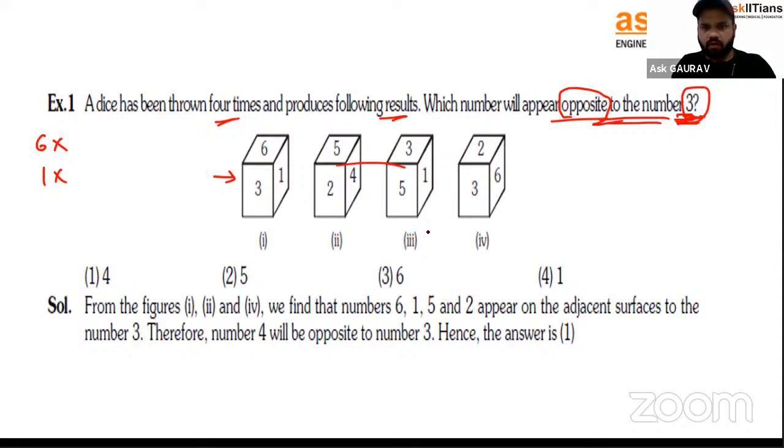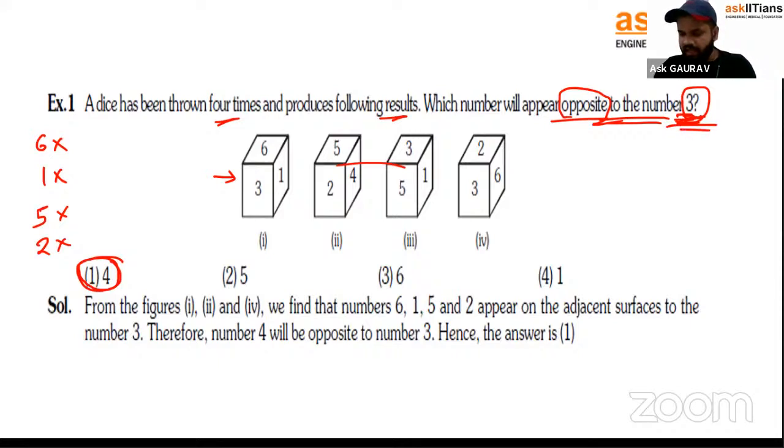Next, if I just see the third option, I can also say that it is not 5 either. 5 will also not be your opposite one. If I just see the fourth option also, I can say that 2 is also not the option. 2 is not the opposite one, right? So which option is left? A die has only 6 faces. So which option is left? Only 4. So 4 will be opposite to 3. Is that clear or not? We have to think like that.